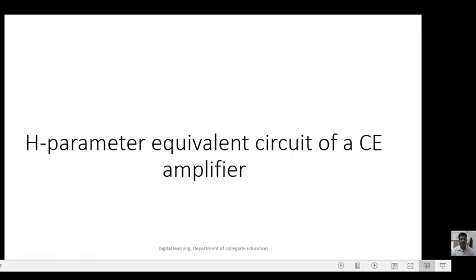Today we are going to explain the H parameter equivalent circuit of a CE amplifier, and also let us learn the same.